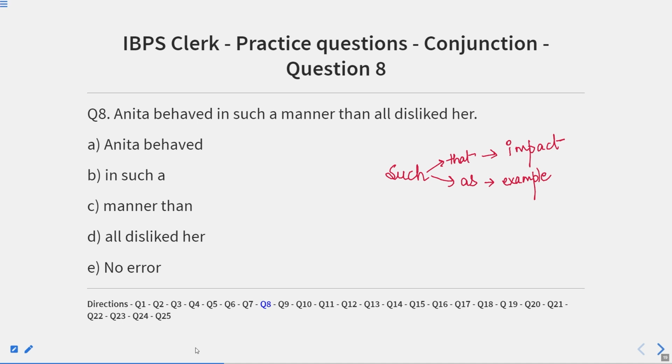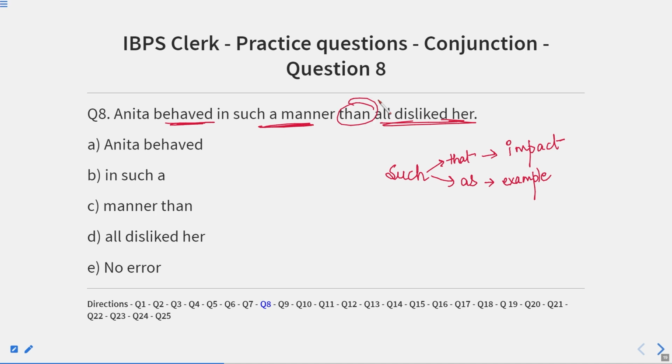But if I say he looked at the girl in such an anger that she began to cry. So in this sentence, I'm showing that his manner of looking at the girl was such a weird manner that she began to cry because she got scared. So such that shows us the impact, what impact was there of just looking. Now here the sentence is Anita behaved in such a manner. So it means Anita did something in such a manner, in such a style, such a situation that all disliked her. It means the impact of it was that all disliked her.